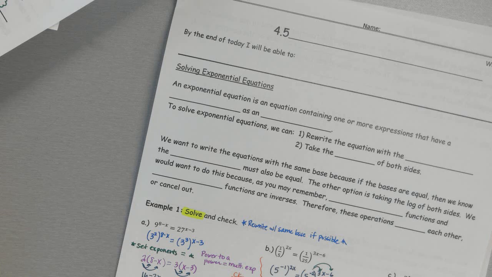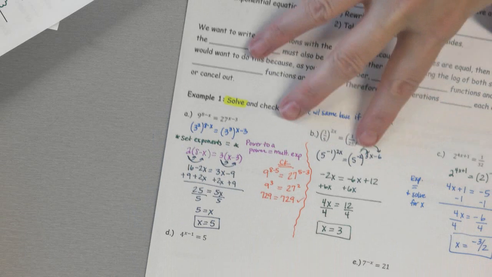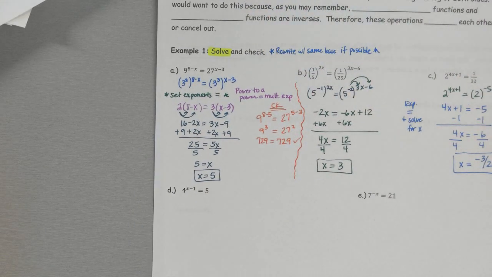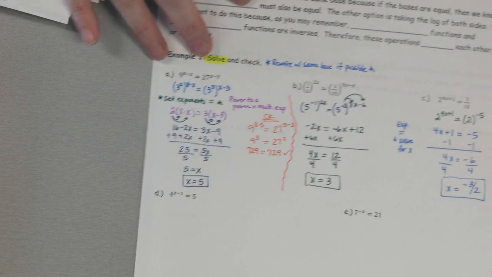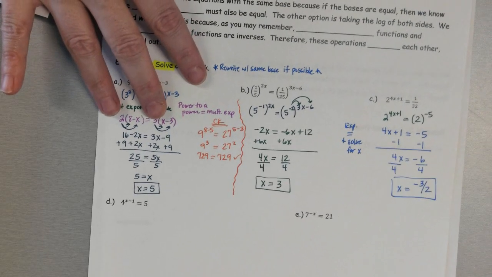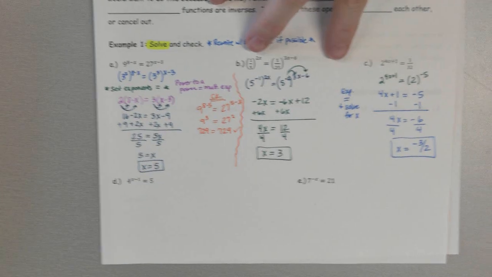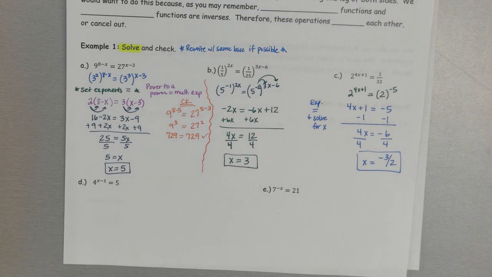Let's first review a few things that we talked about yesterday. So we talked about how if we can rewrite exponential functions with the same base, then we want to do that. Because if we can rewrite them with the same base, what can we do with the exponents? If the bases are equal, what else has to be equal? Yeah, the exponent. So if we can do that, we want to. We want to do that without a calculator. Okay? But in some cases, we can't do that.